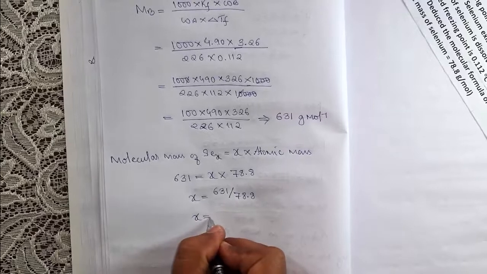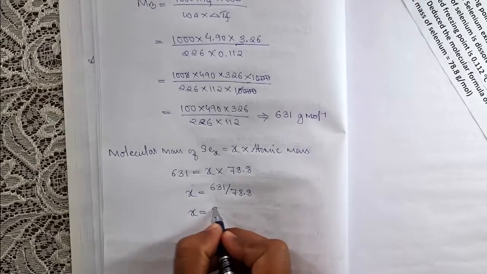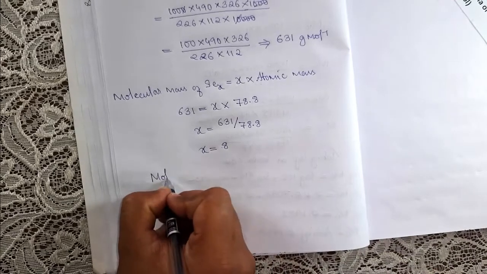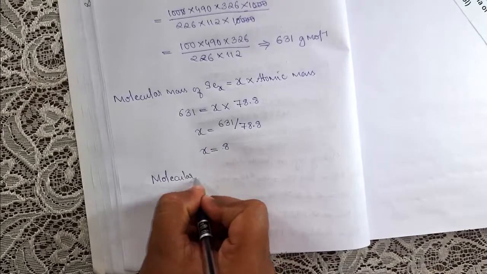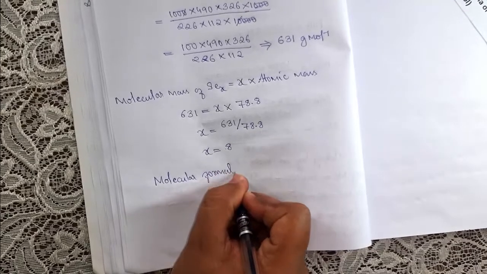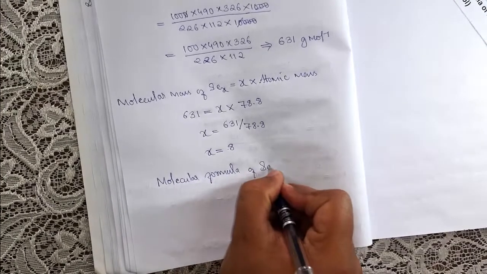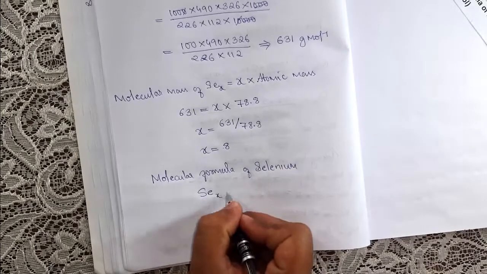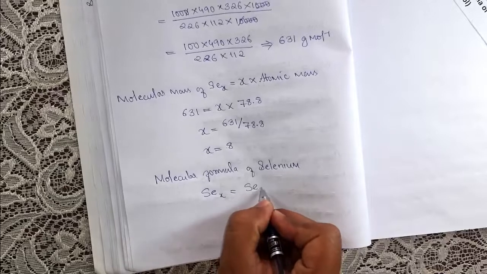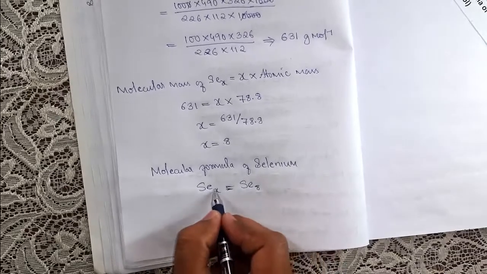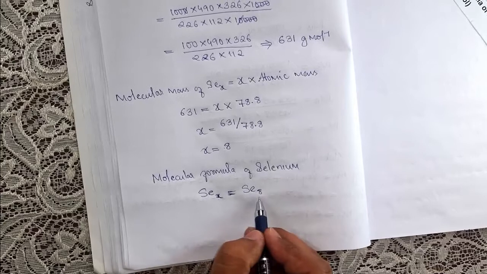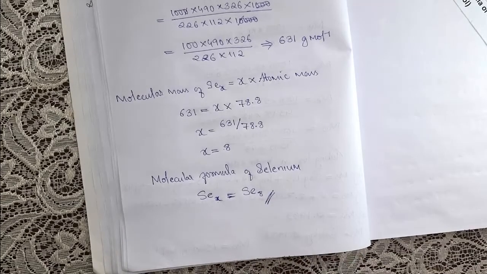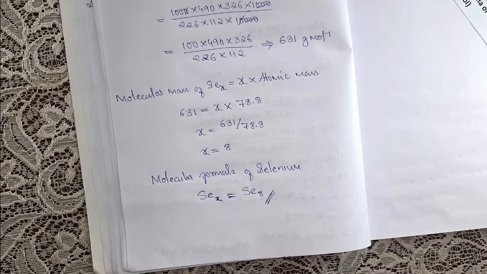If we divide these values, we shall have 8 here. So the molecular formula of selenium, SEX, is equal to SE8, since X is equal to 8. So this shall be our molecular formula of selenium. This way you can calculate the molecular formula of selenium.